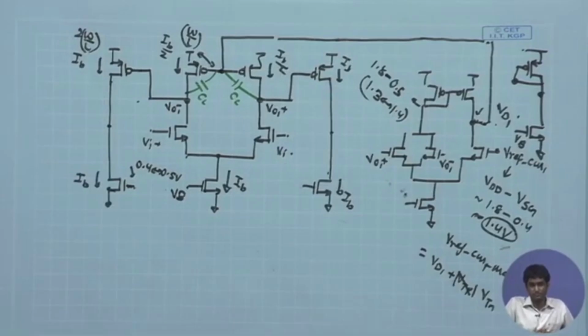Why are we keeping the VSG of all the MOSFETs equal to VT? I am not keeping VSG equal to VT, it will come close to VT, because the current value that we are using in our example is pretty small, a few tens of micro to 100 micro. As a result the overdrive voltage, VGS minus VT, will be small, so VGS will be close to VT. That is what I am assuming in all these examples.